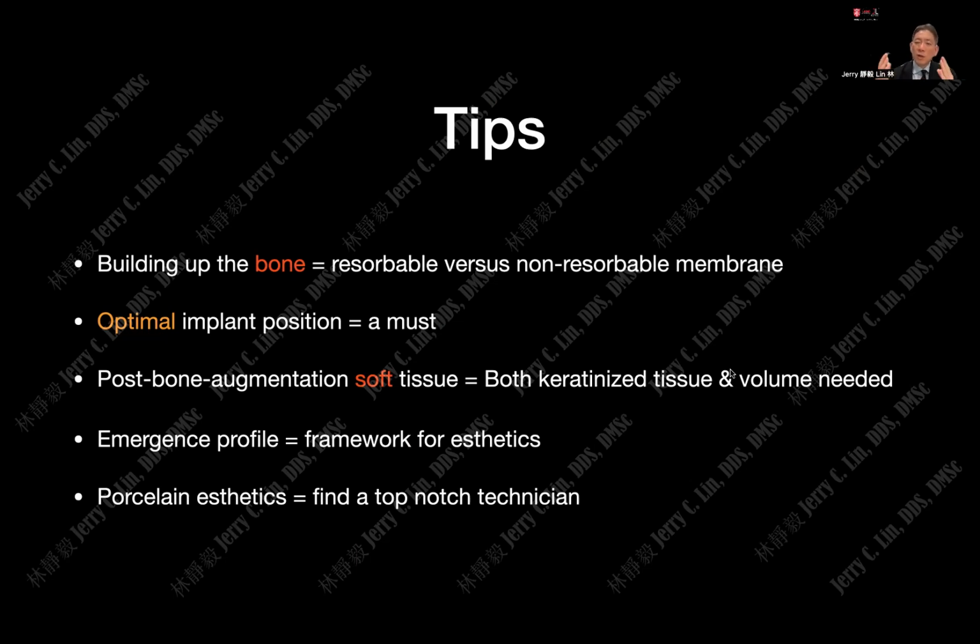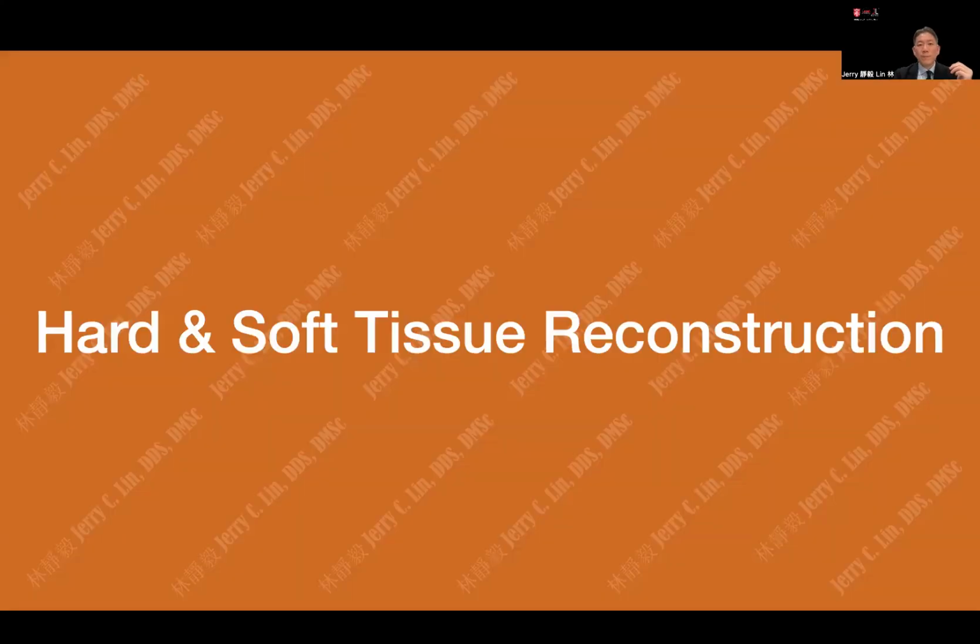A resorbable membrane works really well for a fast healing site. And of course, optimal implant position is a must for aesthetics. And post-bone augmentation, as I mentioned, we didn't need soft tissue augmentation for this particular case, but the patient didn't want the soft tissue procedure, so we skipped it. But even though we skipped the soft tissue volume, we still have good bone, so that could give us a good aesthetic result. And emergence profile is a framework for aesthetics for sure.